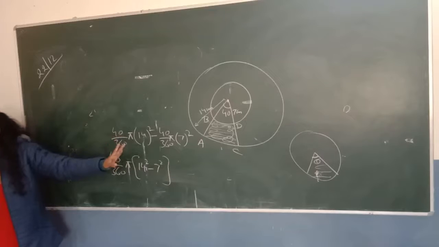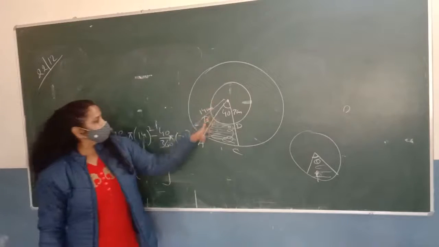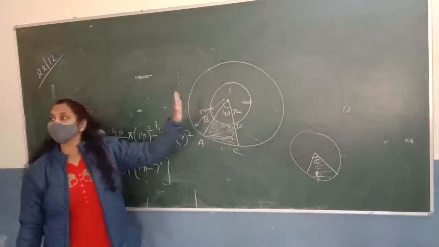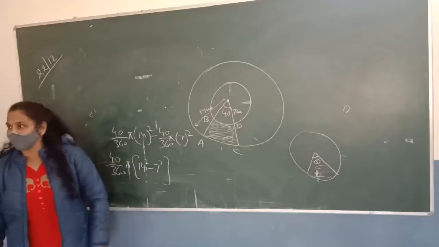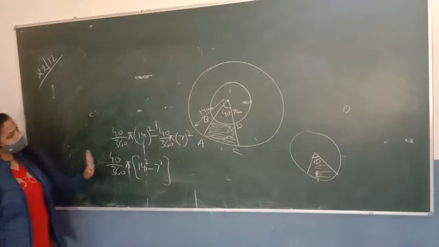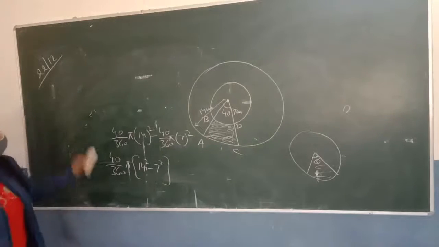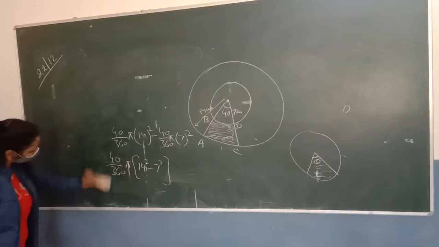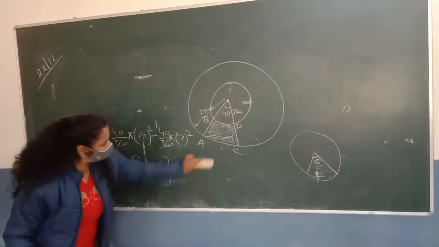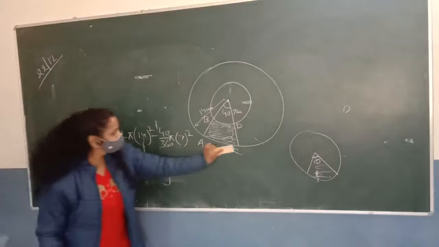Did you understand something? How did it come out? From this whole, the portion that is not shaded was subtracted, so we got the area of the shaded portion. Okay, sit down please. This is only the rough view of the question. You can write it for some information.